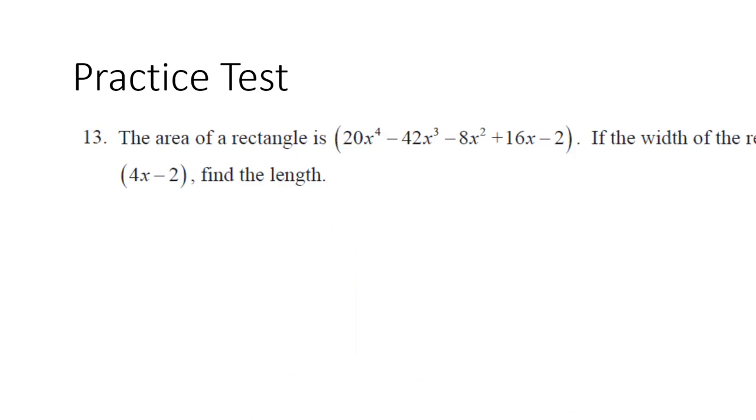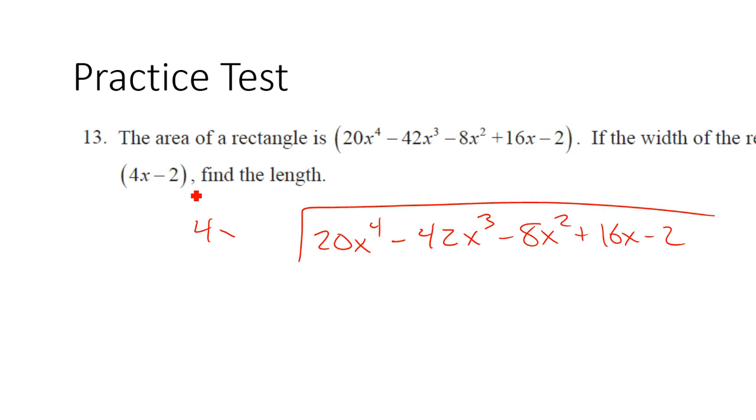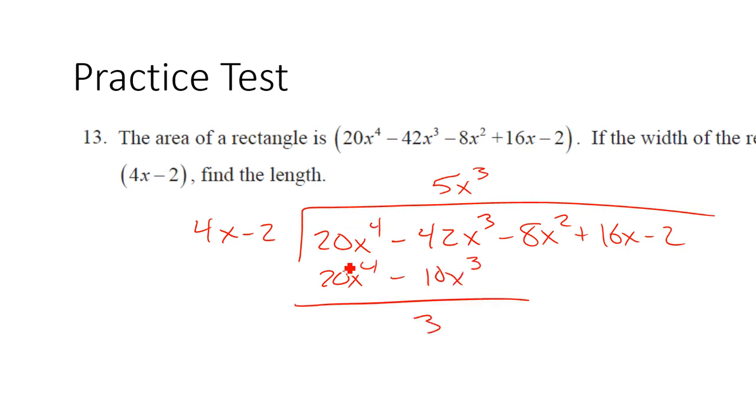13, this is a division problem, so we can say 20x to the 4th minus 42x cubed, 8x squared, 15x, 2, divided by 4x minus 2. Right, 20 over 4 is 5x cubed. Get 20x to the 4th, and then minus 10x cubed. So we get negative 32x cubed, minus 8x squared, plus 6x minus 2.